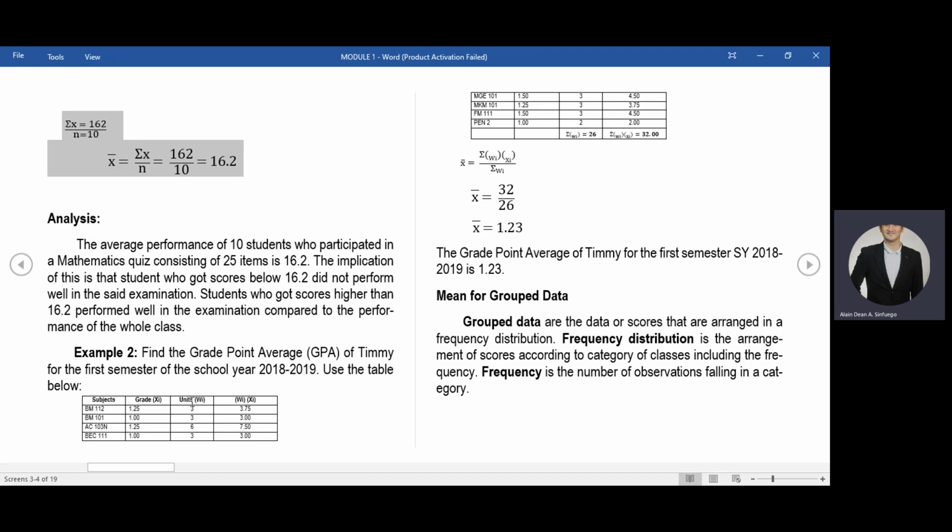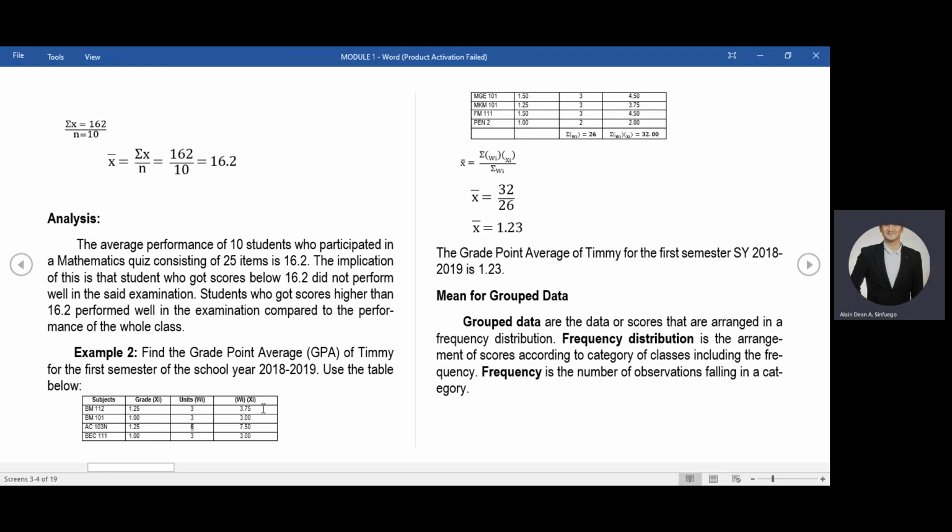Please do take note that the course subjects that Timmy had consist of units. Each subject has 3 units except for AC103N, which has 6 units. Now we do not simply add the grades and divide by the number of subjects, which is 4.